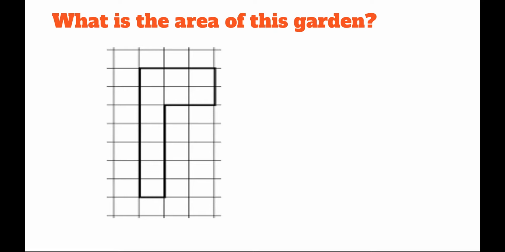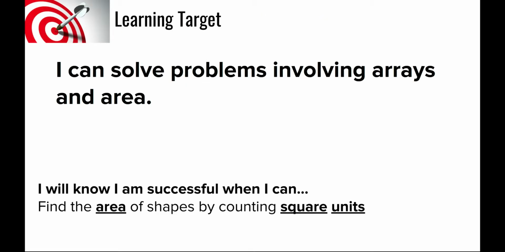Okay, what did you come up with? Well, let's count them together. 1, 2, 3, 4, 5, 6, 7, 8, 9, 10, 11. The area is 11 square units. Now you know how to find the area of shapes.